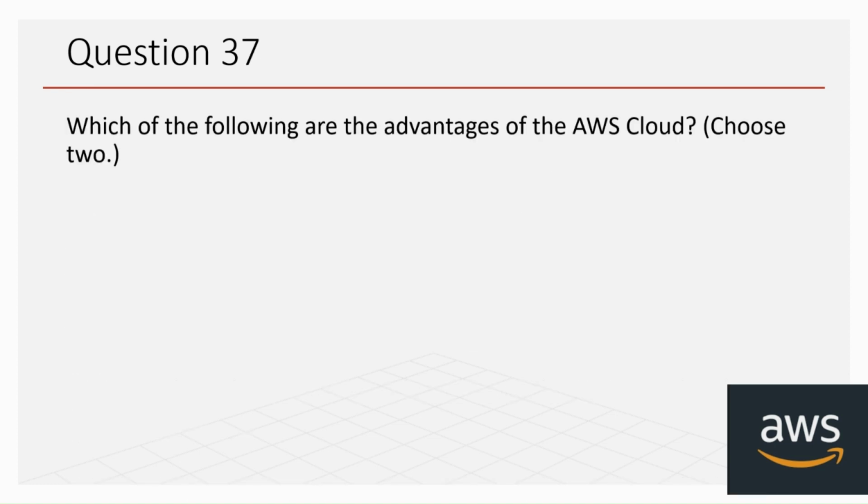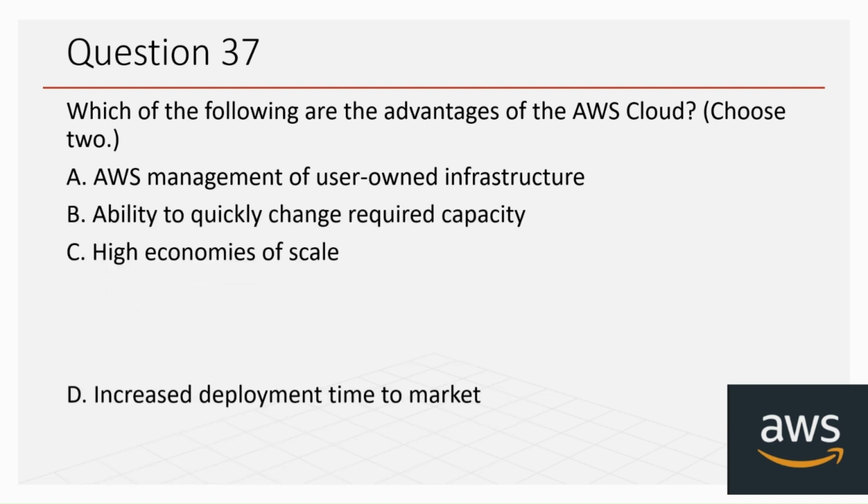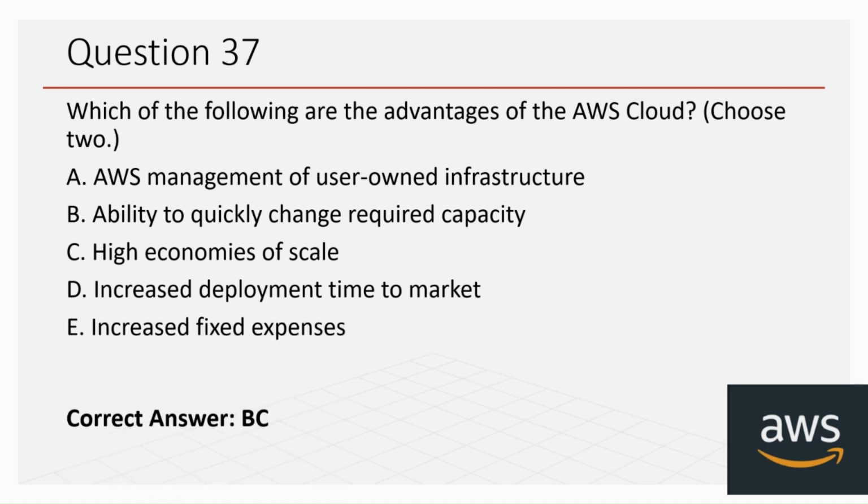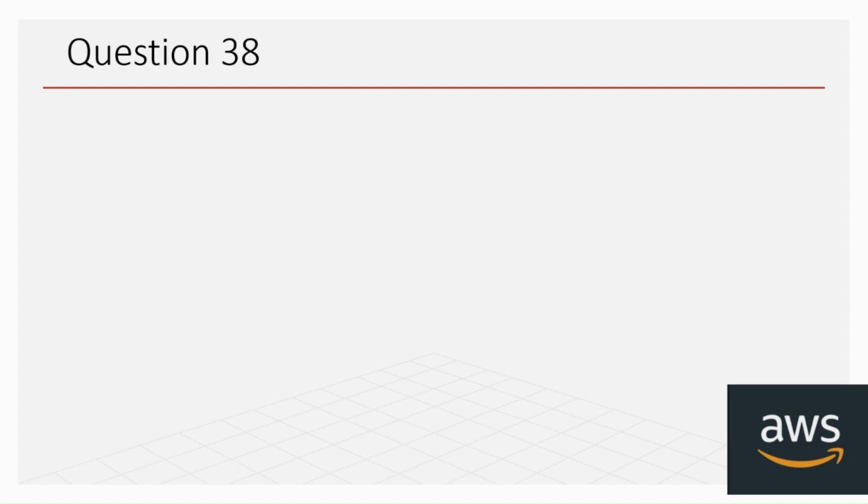Let's look into question number 37. So this is the question and these are your options. Which of the following are the advantages of AWS cloud? Choose two. The options are AWS management of user owned infrastructure, ability to quickly change required capacity, high economies of scale, increased deployment time to market. And the correct answer is B and C. The correct answer is ability to quickly change required capacity and high economies of scale. These are the two advantages of using AWS Cloud.